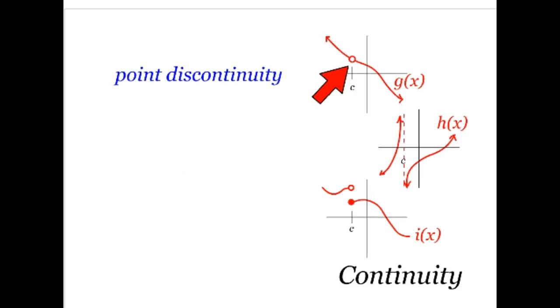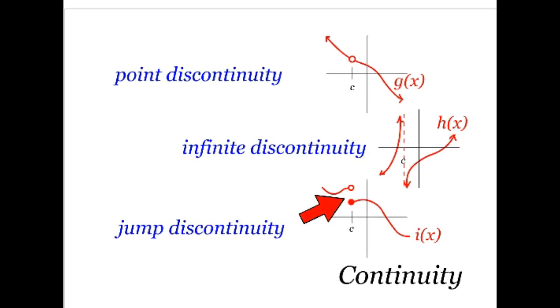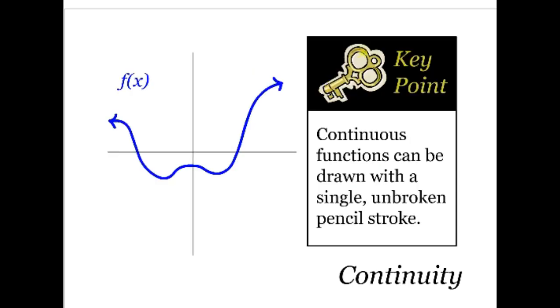That's called point discontinuity. Over here, on h, you've got a vertical asymptote that breaks the graph. Now this is called infinite discontinuity. And finally, here on graph i, you've got a graph that just plain snaps in the middle. And that's called jump discontinuity.